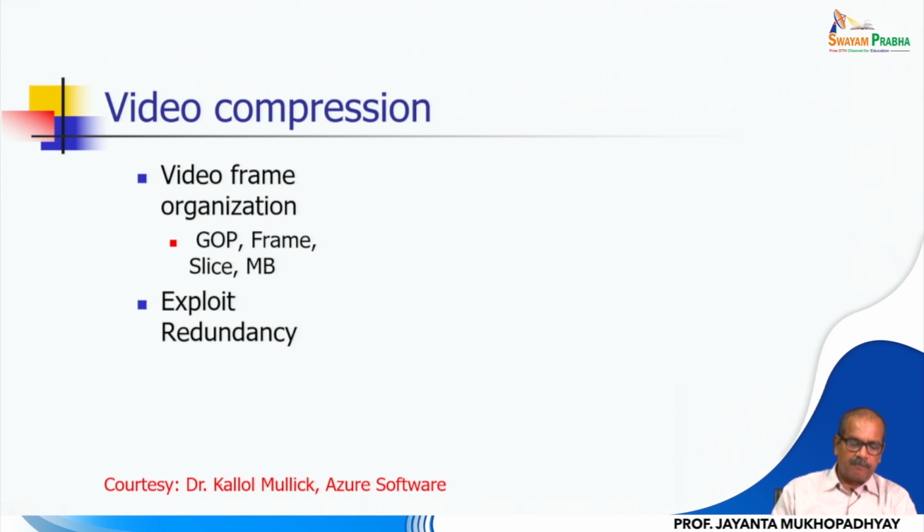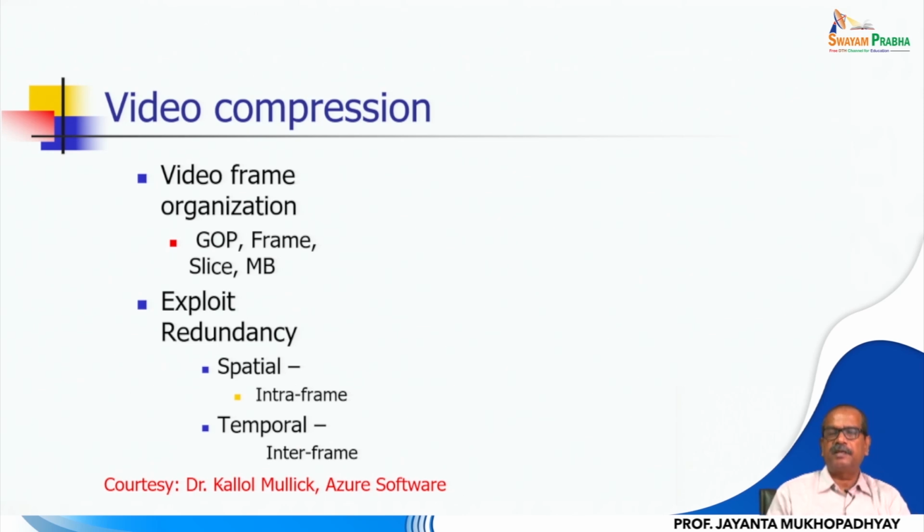So these are certain things that one needs to specify as a part of the organization of the compressed data. And for the exploitation of redundancy, as I mentioned, for spatial redundancy removal we use intra-frame coding, that means within the frame, like image compression, we can do those encodings there itself. And for temporal, it is inter-frame coding, that means using the information from the consecutive sequence of frames.